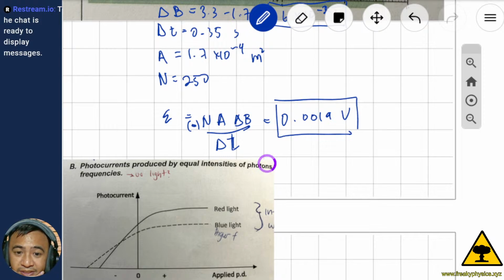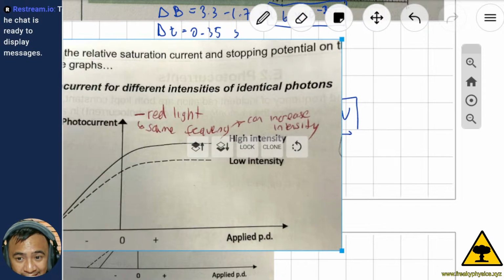What's the difference here between the photocurrents? First of all, which one has more energy? Blue light or red? Blue light. Okay. So since blue light has the higher energy because of its higher frequency, then that means you don't need as many photons to start the photoelectric effect, right?